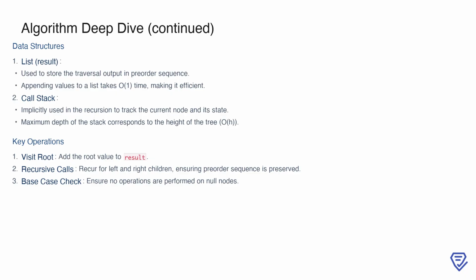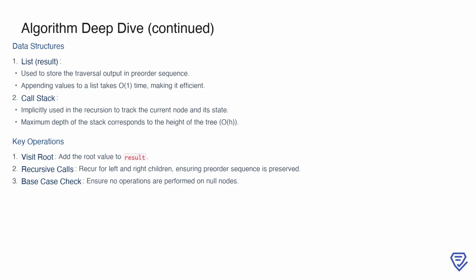As for the main operations, they include visiting the root, where we add the root's value to the result list. Then, recursive calls are made for the left and right subtrees, maintaining the correct preorder sequence. Finally, the base case check ensures that no unnecessary operations are performed on null nodes, making the algorithm both robust and efficient.